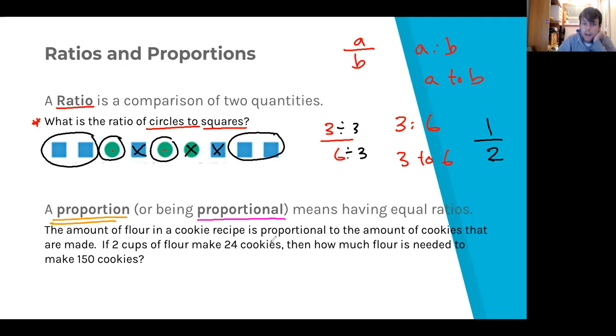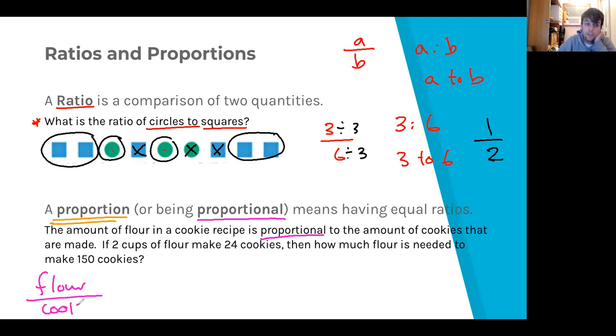The amount of flour in a cookie recipe is proportional to the amount of cookies that are made. 2 cups of flour make 24 cookies. How much flour is needed to make 150 cookies? So we are saying that flour is proportional to cookies.